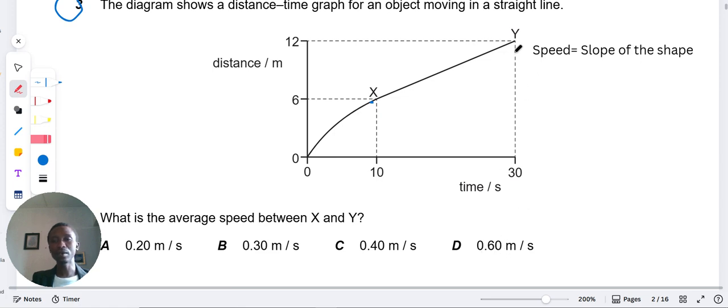Okay, whenever we are looking for speed on a distance time graph, the formula is the slope of the shape. The slope of the shape. So our speed v, and we know that slope, before we even talk about the speed, we know that the formula of slope is change in the vertical axis, which is change in y-axis, over change in x-axis.